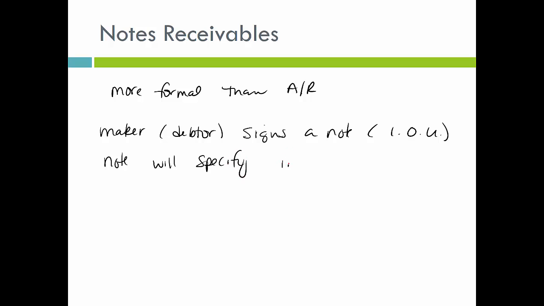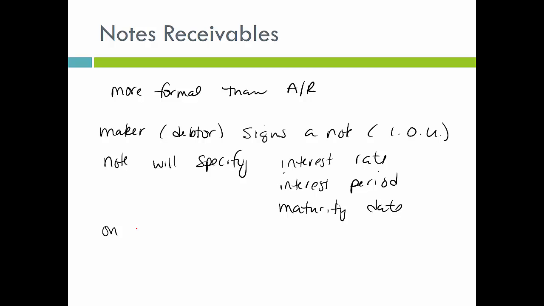So it'll have an interest rate and an interest period, and generally we see rates in annual terms, but we'll also see that this is for 90 days or 6 months or something like that. And that date, that interest period, will determine the maturity date and the amount of interest that the person owes.